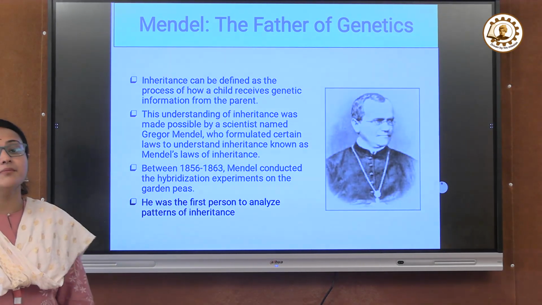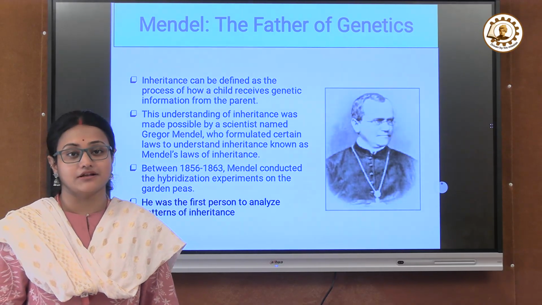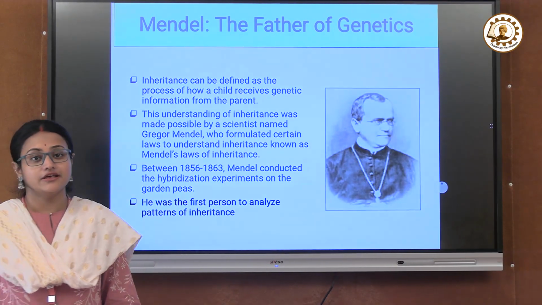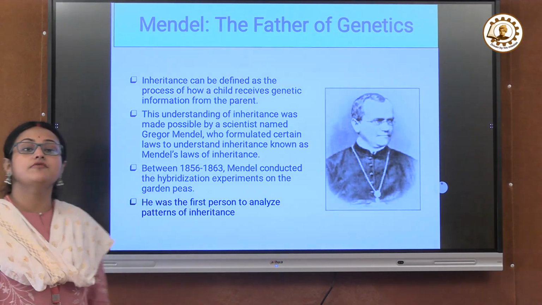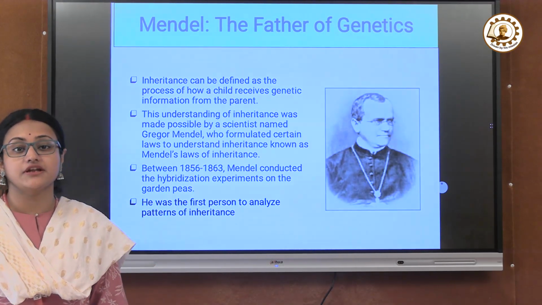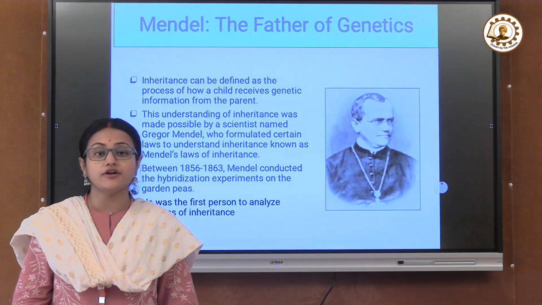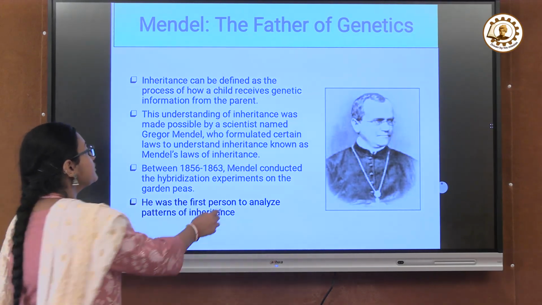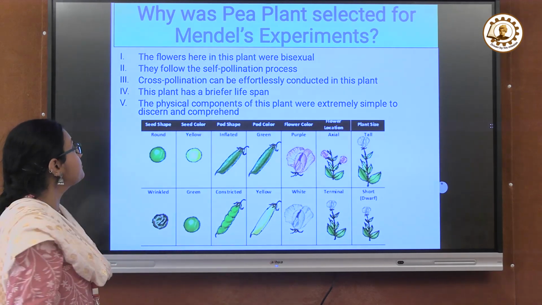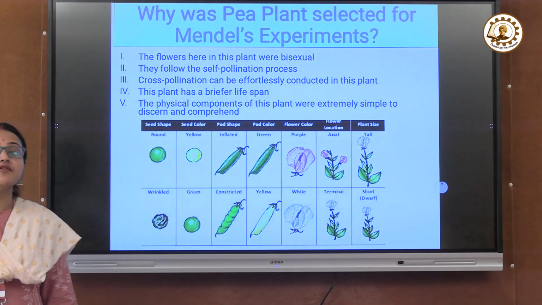So Mendel, who is Mendel? We all know the name of Mendel. Gregor Johann Mendel is called the father of genetics. He discovered some laws of genetics that he established, and he was working with pea plants. Why pea plants? Because pea plants have several advantages.